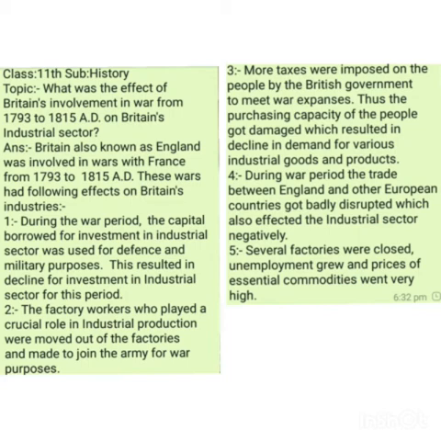Number five, during the war period, several factories were shut down, unemployment grew, and prices of essential items of daily use went high, which in other words had a negative effect on the industrial sector during the period from 1793 to 1815.